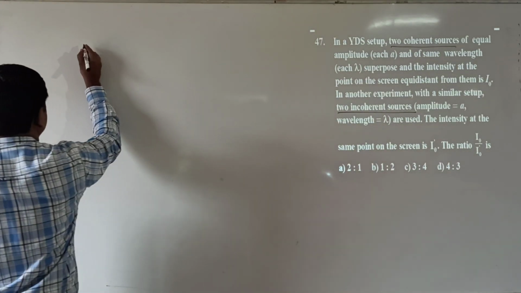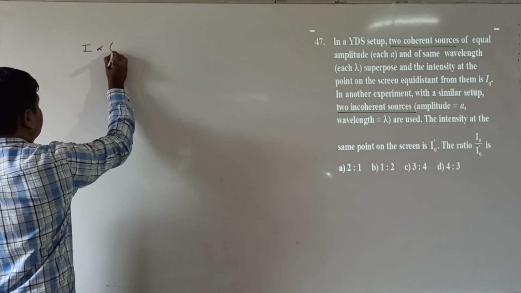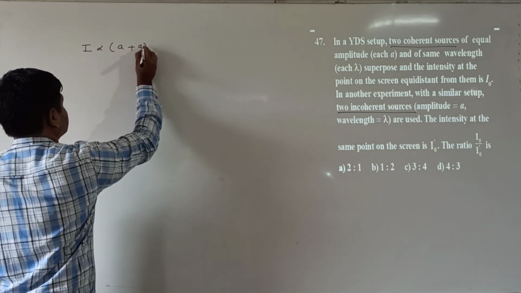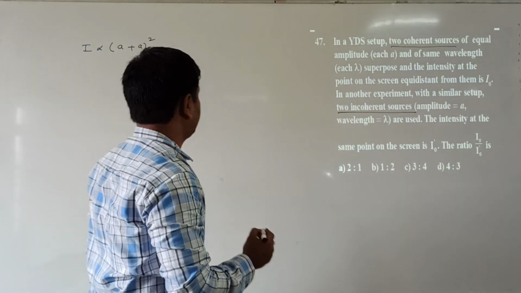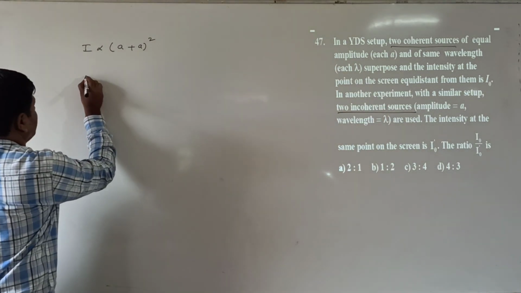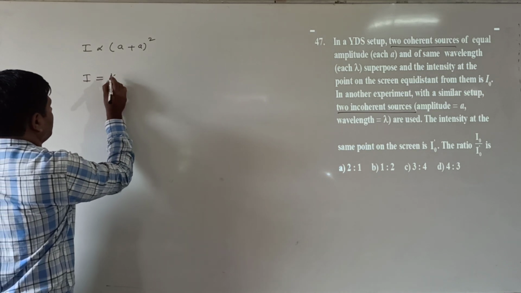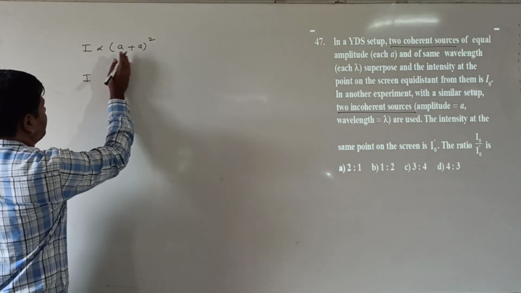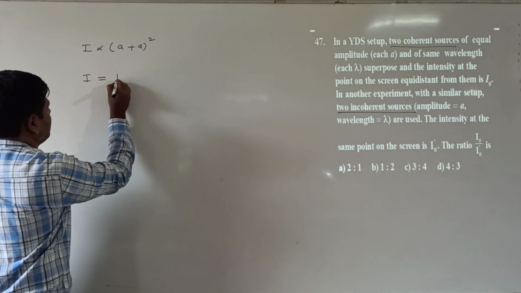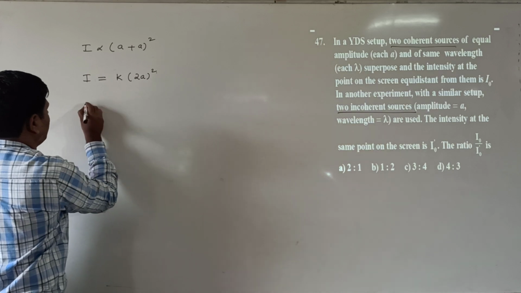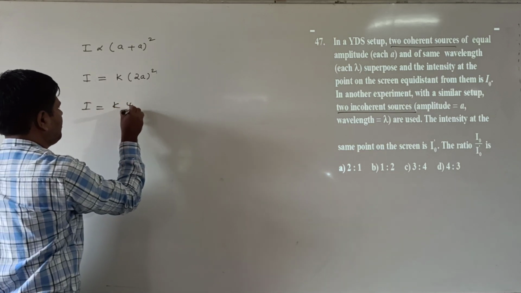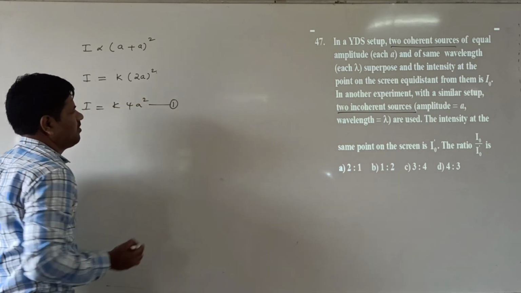Now in the case of coherent sources, intensity is directly proportional to A plus A whole square. You can add the two amplitudes. The amplitude is the same, so it is A plus A whole square. Intensity is directly proportional to 2A square, so I is equal to K into 4A square. This is equation number 1.